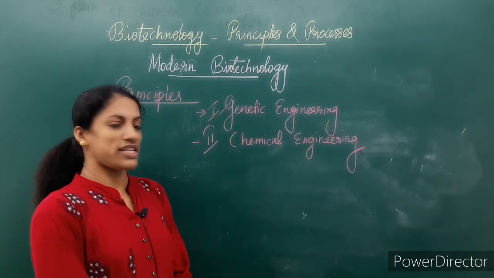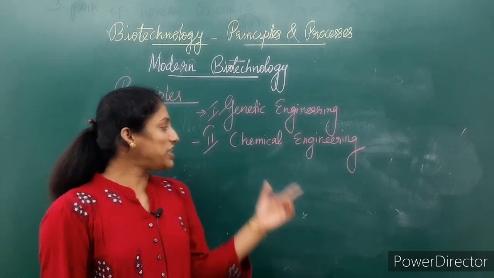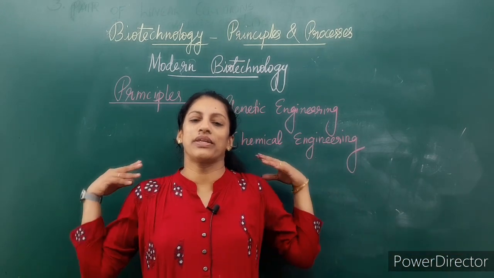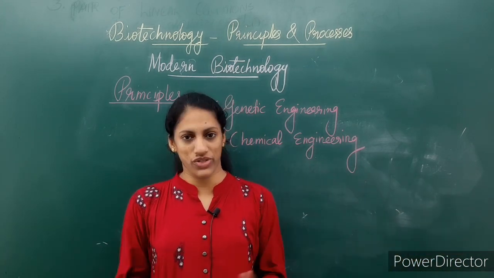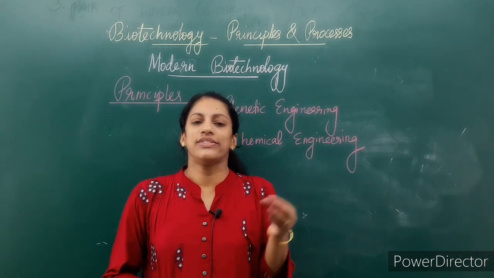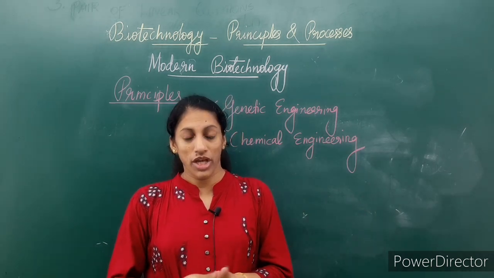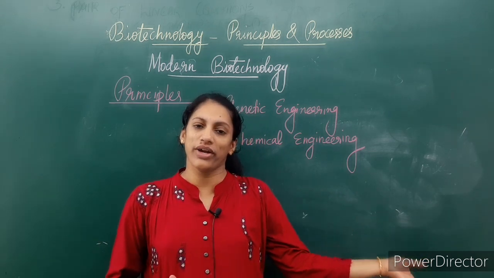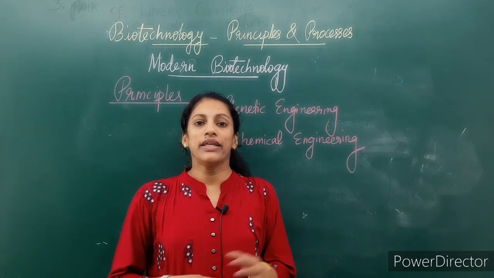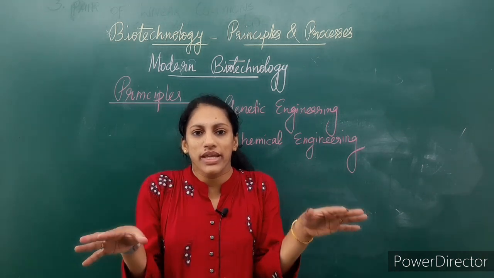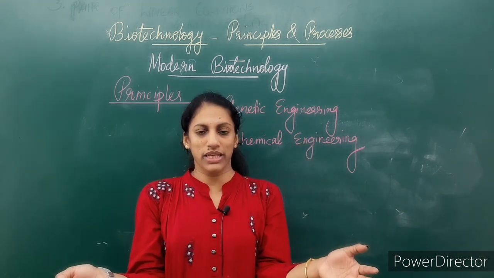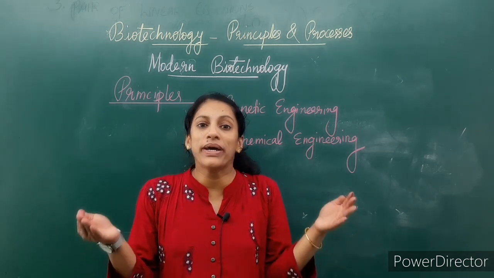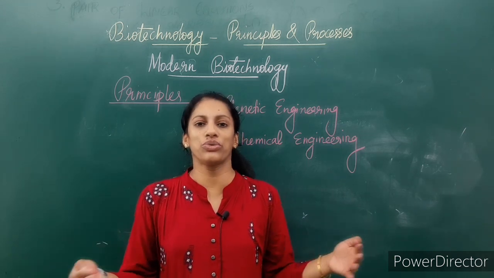Then the other aspect, the second principle, what is it? Chemical engineering. Suppose we are producing a number of organisms by genetic engineering, genetically modified organisms. In order to get better products or benefits, we are growing a number of genetically modified bacteria. Then in order to maintain and grow the genetically modified organisms, we should have a better ambience for their better growth.